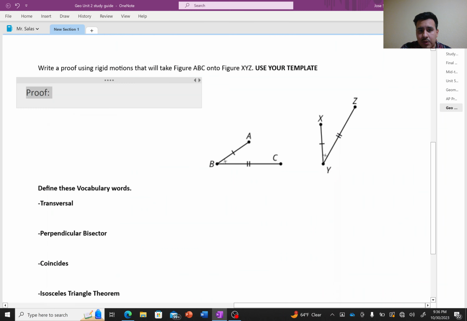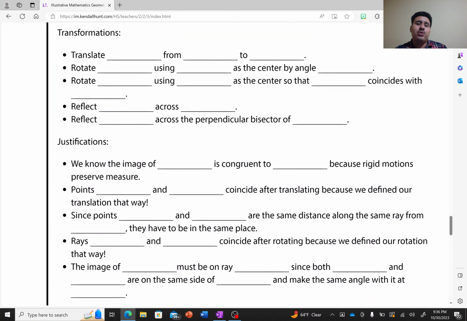So, without further ado, let's get started with our proof. First of all, I see that AB is congruent to XY, BC is congruent to YZ. I want to make sure I get every single point aligned, right? So my first choice would be aligning B with Y. If I look at my template, the way that I can align it is with a translation. So I'm going to say translate ABC from point B to point Y. Okay? So that's going to be my first sentence.